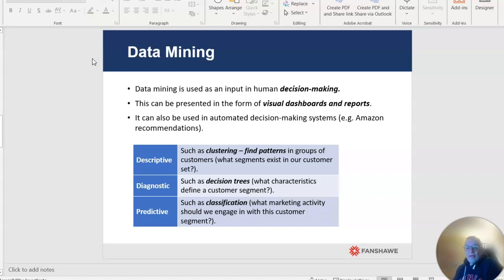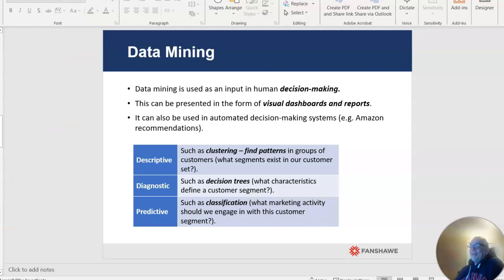Diagnostic, this is in the creating of what we call decision trees or decision tables that help us make standardized decisions on the fly using decision trees. And then finally, predictive data mining. This is where we use the classification and we determine where, let's say, new customers, which cluster we should put them in.